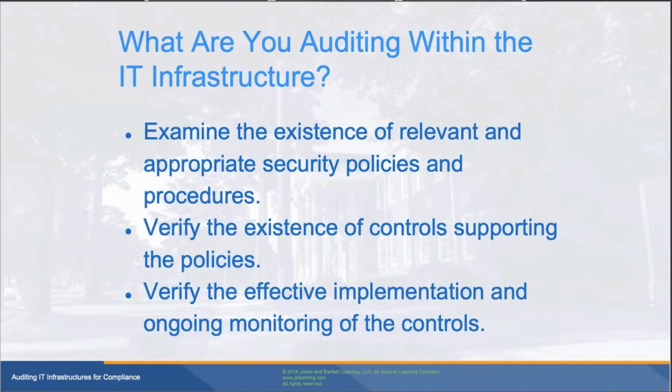So this is what we were talking about, the scope. What are we auditing in the infrastructure when we do an audit? We're going to look at the existing policies. So if you don't have policies in place, that is an audit finding. If you don't have a wireless network policy, then that's going to be a finding. You have to have policies in place for everything. We're going to verify that you have controls that enforce the policy. And then we're going to verify that the controls have been implemented and that they're working.